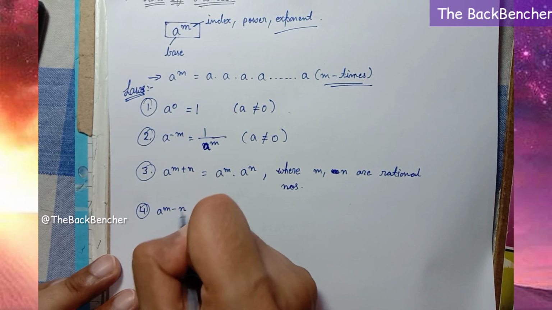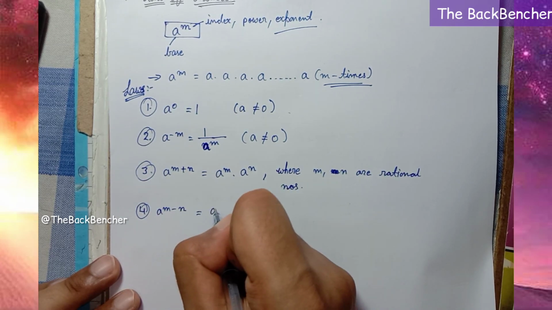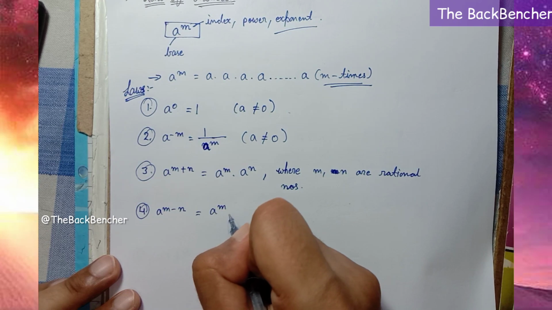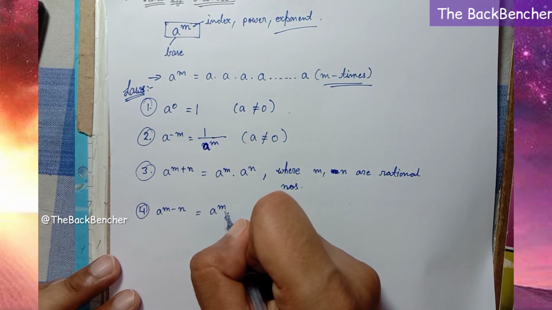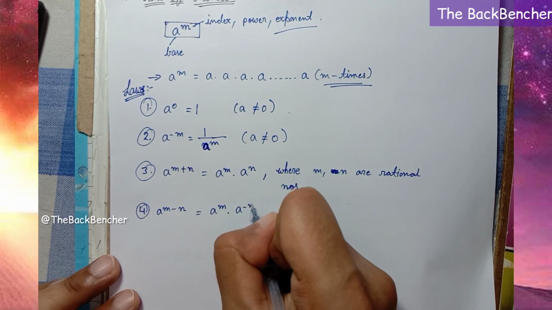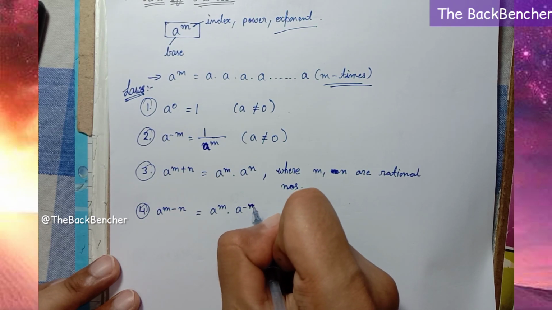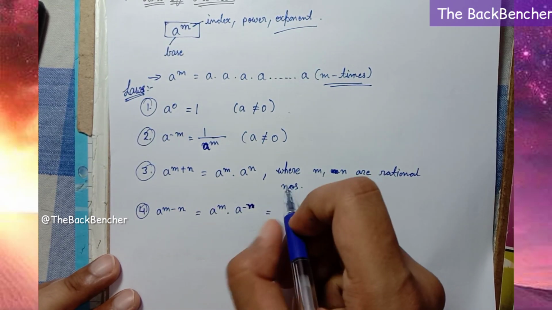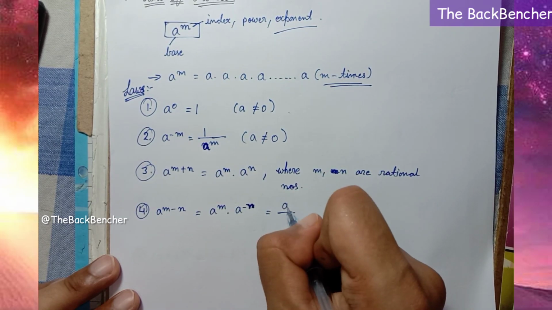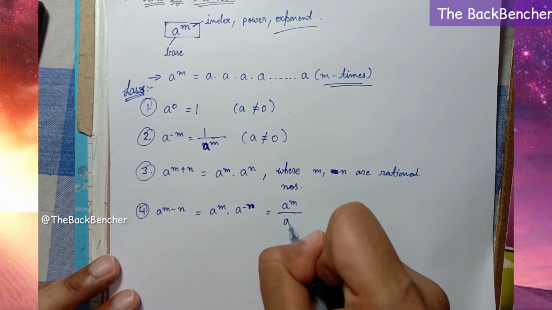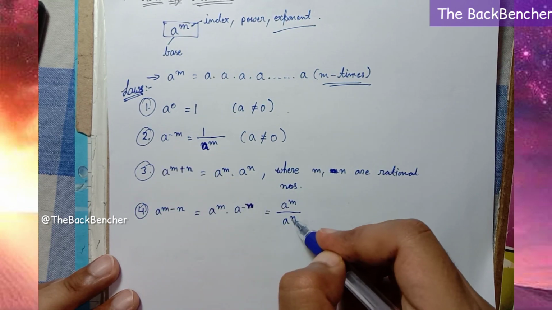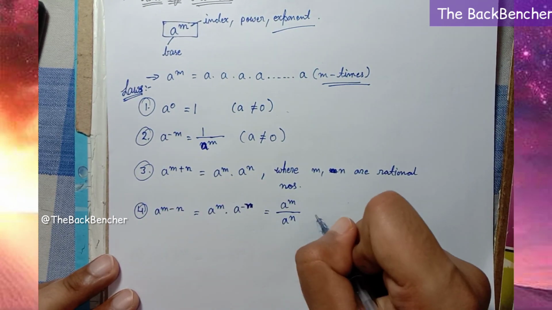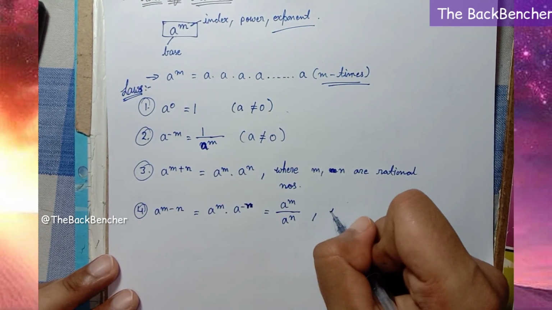The fourth rule is a to the power m minus n is equal to a to the power m dot a to the power minus n. And you can see equation number 2, rule number 2, where a to the power n will go to the reciprocal, and we will get a to the power m upon a to the power n, where the condition will be a not equal to 0, because it will make the equation undefined.